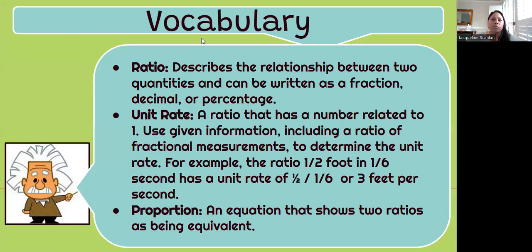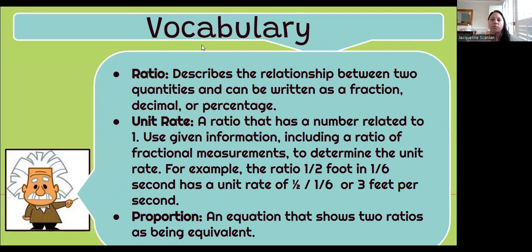Our vocabulary for today is the word ratio. A ratio is something that describes the relationship between two quantities, and it can be written as a fraction, a decimal, or a percent. The second vocabulary word is unit rate. A unit rate is a ratio that has a number related to 1 and a proportion. Proportions are equations that show that two ratios are equal to each other.